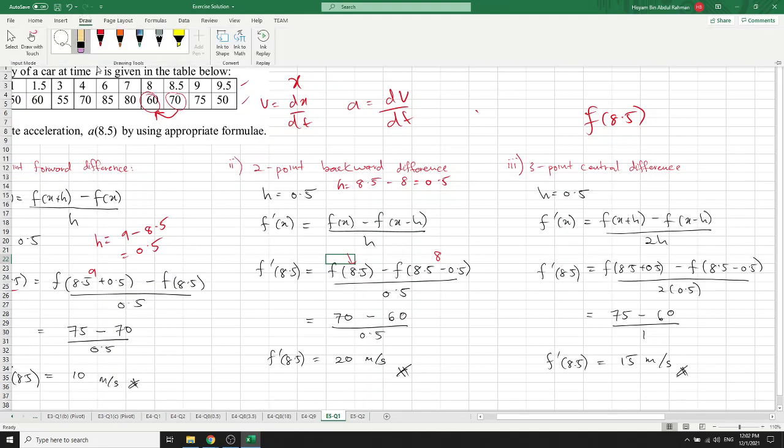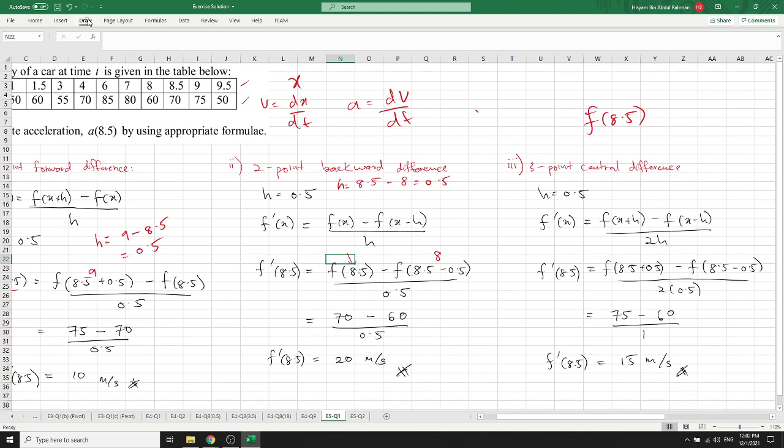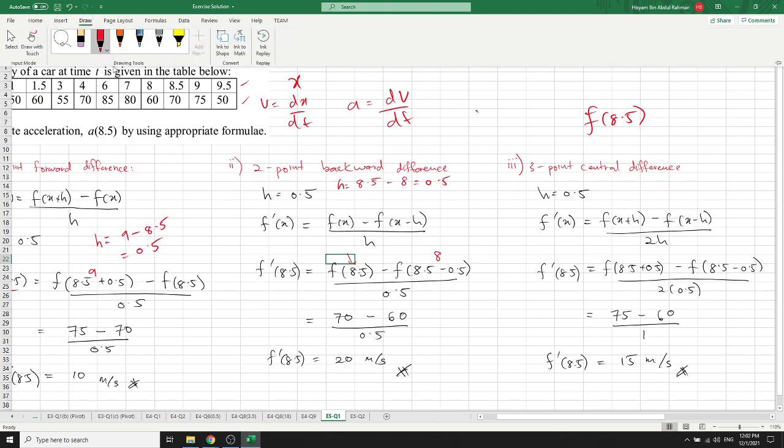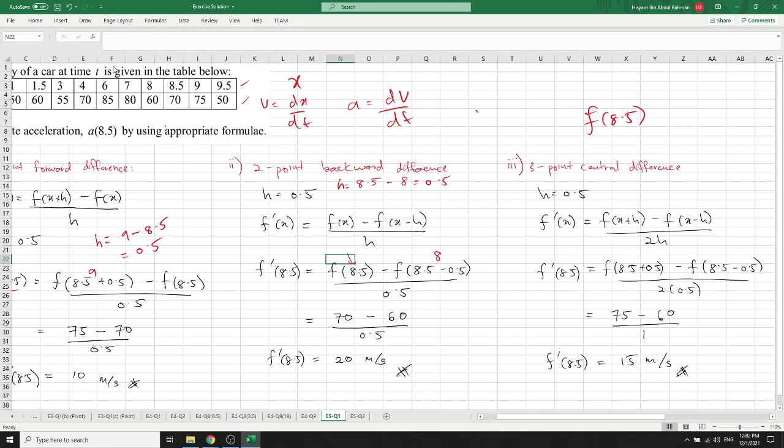We look over here. This is 8.5, and then the next point after is 9. So over here h is 0.5, and before also 0.5. If they were different, then we cannot use this method. Since they are the same, we can use the same number of h, which is 0.5.